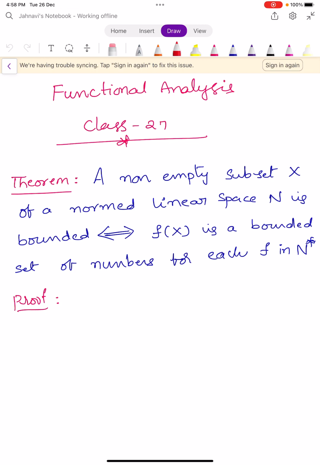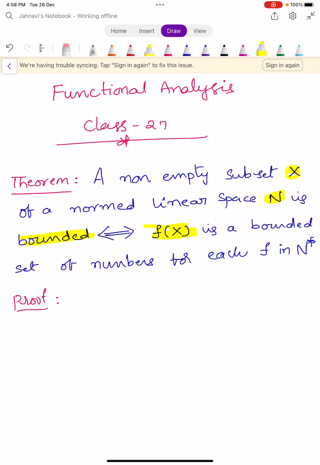In this video, we learn a theorem and one problem. Let us see the statement of the theorem. A non-empty set X of a normed linear space N is bounded if and only if f of X is a bounded set of numbers for each f in the conjugate space N star. So let us see the proof.